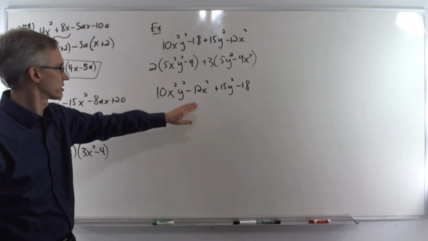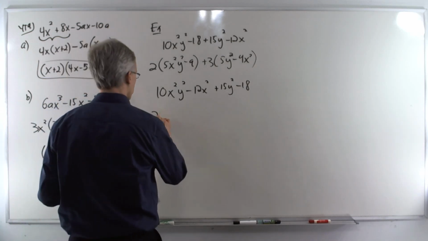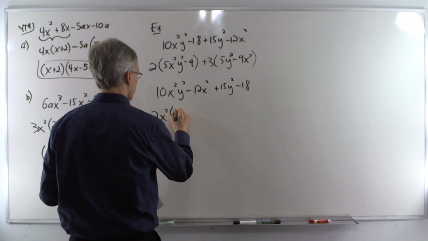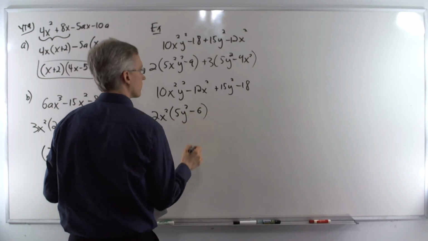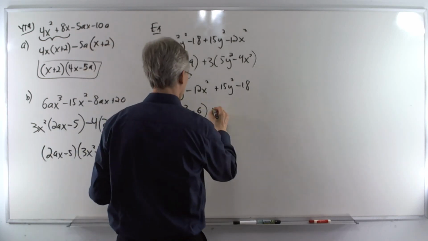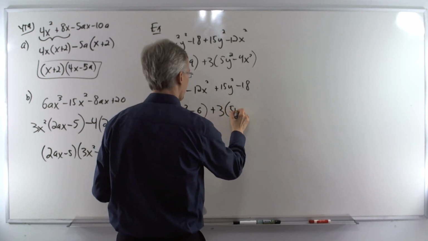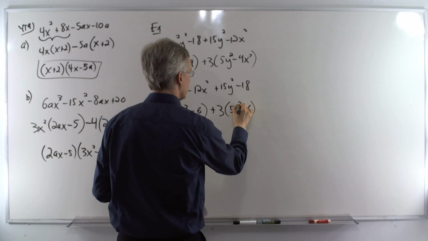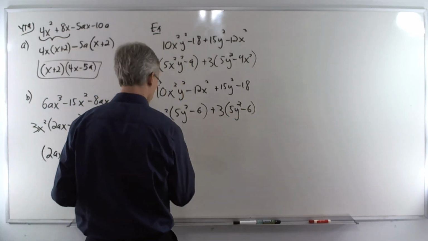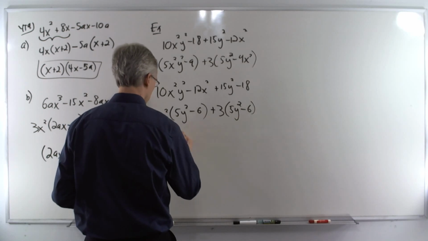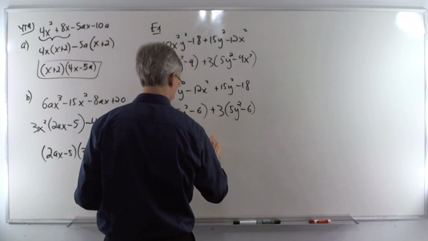Now they're arranged, so we've got some x squareds next to each other. I'll be able to factor those out. So I'm going to factor out 2x squared. That leaves behind 5y squared minus 6. Now over here, you can factor out 3 and get 5y squared minus 6. So there they match. Now we'll factor out the matching binomial, and that leaves behind 2x squared plus 3.